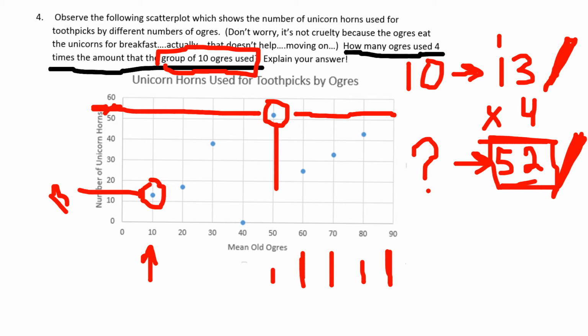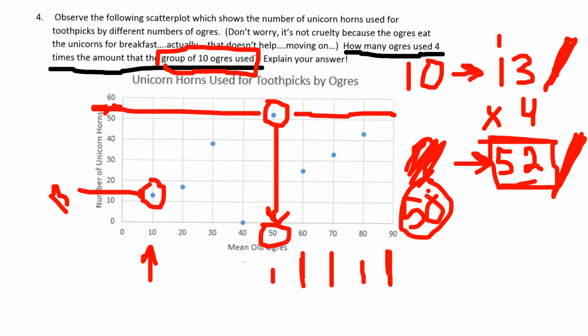Well, if we follow this plot point down, we can see what group of ogres used it. It was the 50 group of ogres. Well, that's good news for us. We now know that this question mark is not a question mark. It's 50. 50 ogres used the 52 toothpicks. Or a group of 50 ogres used 4 times the amount of toothpicks that the group of 10 ogres used. So my answer is 50, because the question was asking how many ogres used 4 times the amount that the group of 10 ogres used.